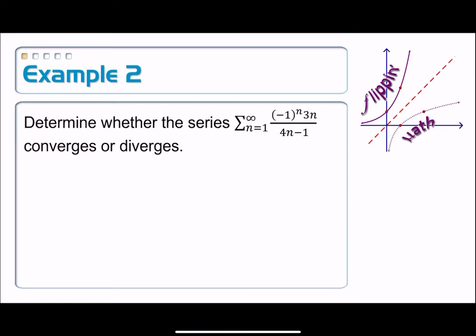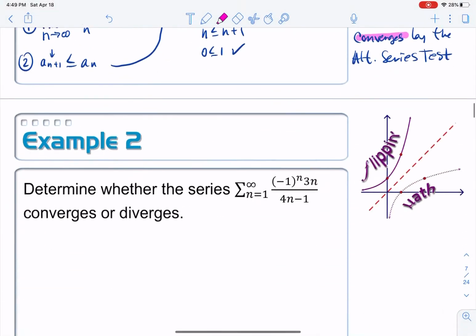On example 2, determine whether this series converges or diverges. I got negative 1 to the nth times 3n over 4n minus 1. And since it alternates and it is not geometric, I'm going to use the alternating series test.